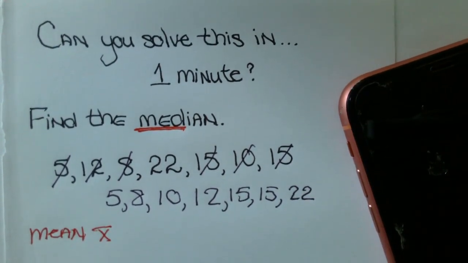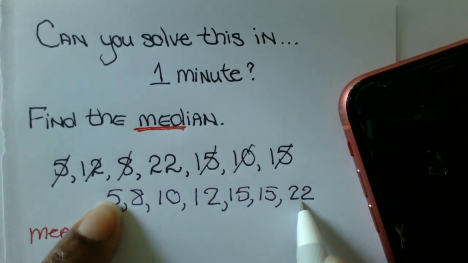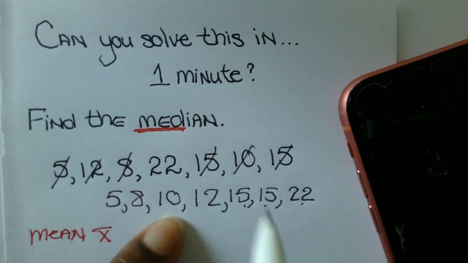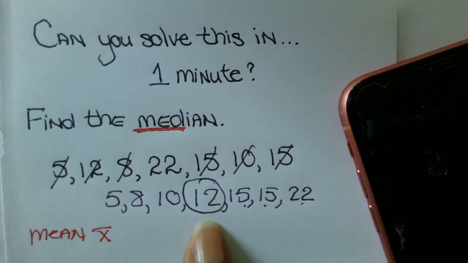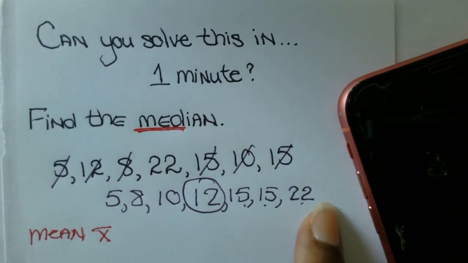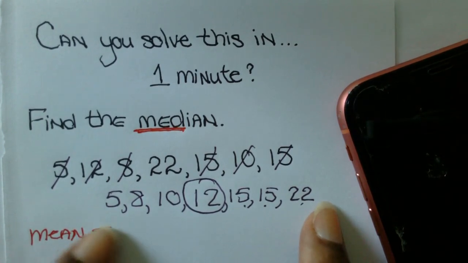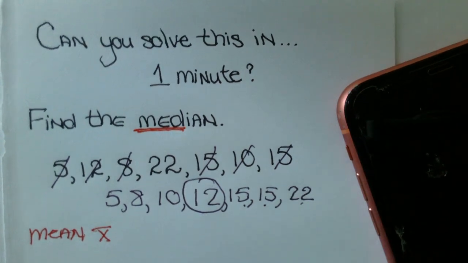So we're trying to find the middle. So what you do is you count towards the middle. And since it's an odd number of numbers, that means we should have a clear answer. If it was an even number, like if I added another number onto this, I would have to basically figure out what would be in between. Okay, so for this instance, our answer is going to be 12.